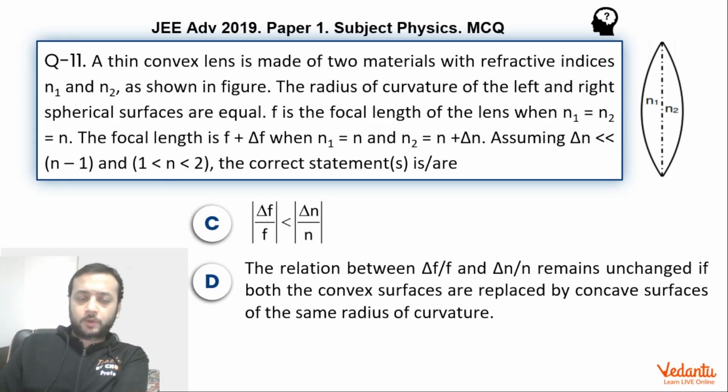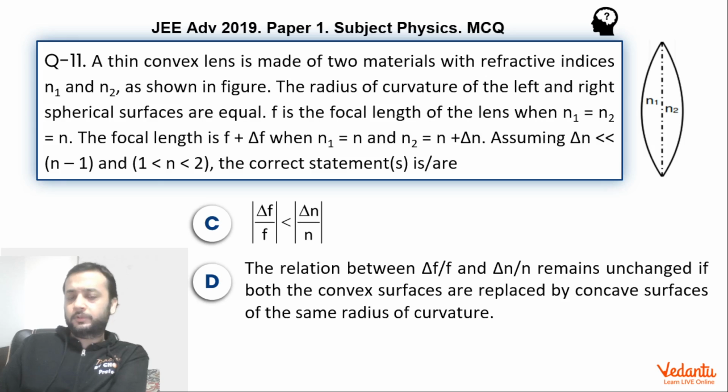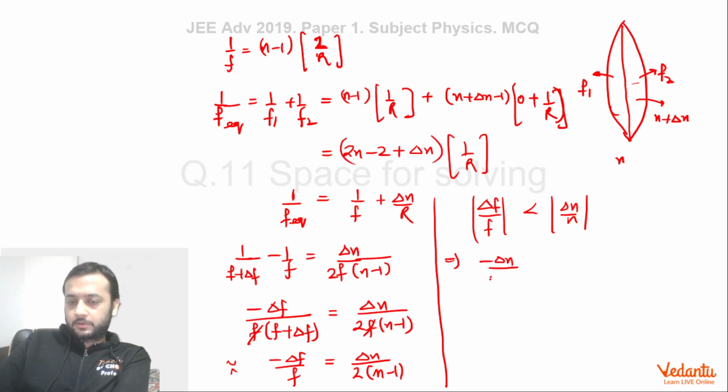Okay, let's talk about option C now. It is saying delta f by f is less than delta n by n. Okay, so what I'm going to do, let's check if this option is right or not. Okay, let's assume this is correct. So this delta f by f less than delta n by n implies delta f by f modulus less than delta n by n. This implies, now I can put the value of delta f by f from here. So this will become minus delta n upon 2 into n minus 1 inside the modulus. That should be less than delta n by n.